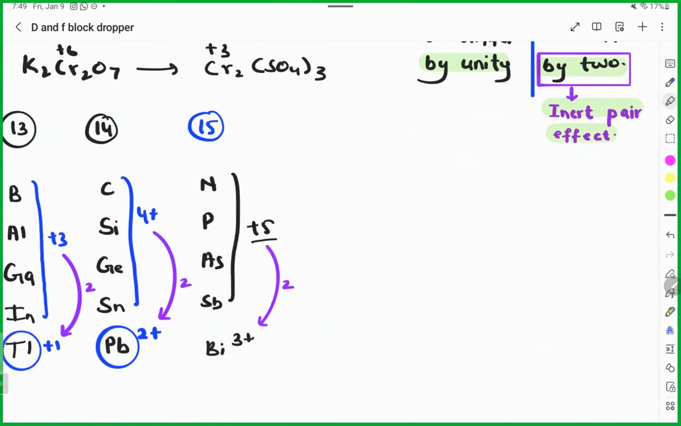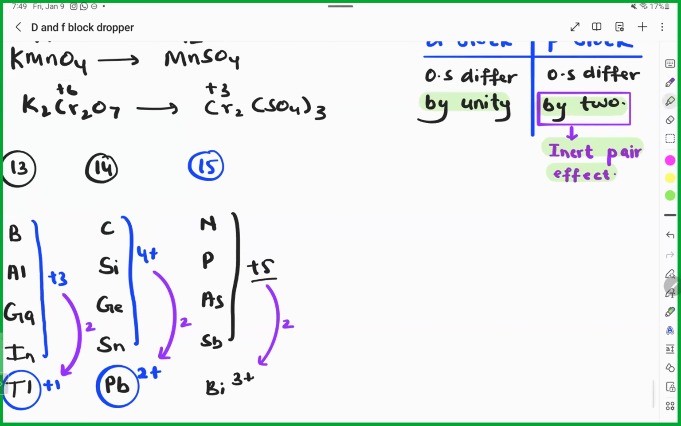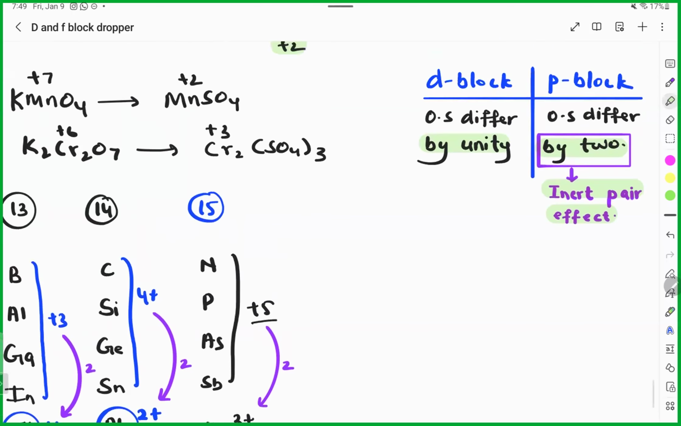So a difference of 2. +4 to +2, a difference of 2. Why? Because the s electrons are not participating in the bonding. The pair becomes inert, and because of this there is a difference of valency of 2. Make sense? Any doubt? Two electrons are inactive, that's why the difference of 2.